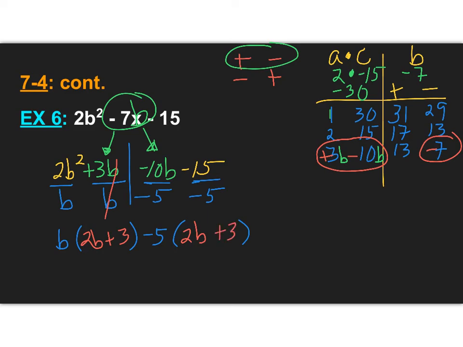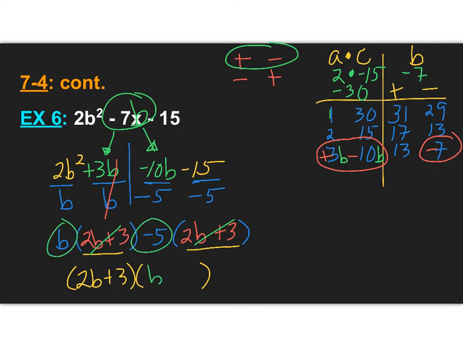And so they do have the same thing inside parentheses, so that 2b plus 3 is going to come out in front of parentheses, and it's going to end up canceling out, and then you're going to have left over a b minus 5. So that goes in the second set of parentheses, and there is your final answer. All right, our last problem.